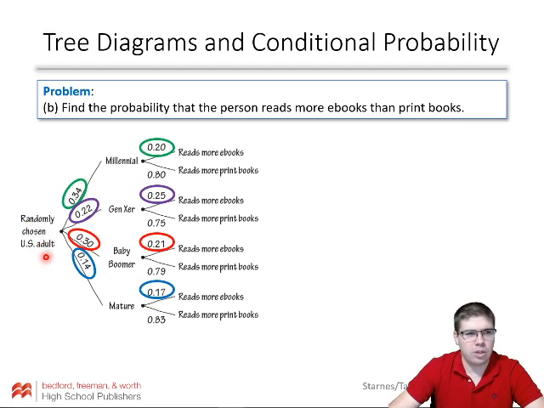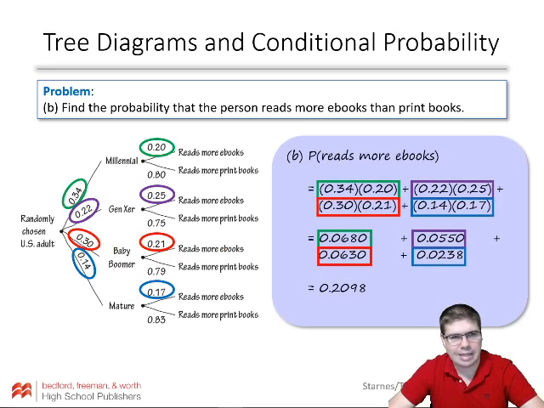We could randomly get a millennial that reads more, right? And so if we multiply this, we are actually multiplying down the branches of the tree. We're multiplying conditional probabilities. This would be the probability of A times the probability of B given A, for example. So the probability that you get a millennial and that they read more ebooks, we can multiply those two numbers. Then we can multiply these two numbers to figure out the probability to get this type of person, this type of person, and this type of person. And so that math ends up looking like this.